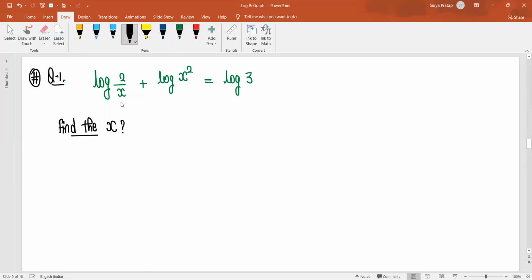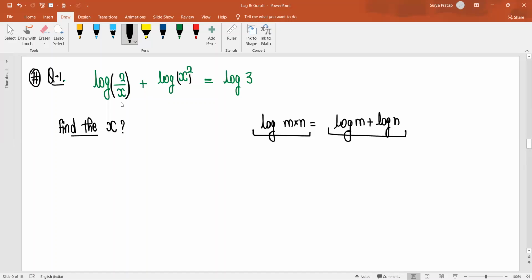Okay, so first of all, it seems like this is written as log m plus log n term. We know that log of m times n is always log m plus log n. So if the terms are given like this, I can make them like this as well. So I can write this as log of 2 over x times x square, and the second term is log 3.